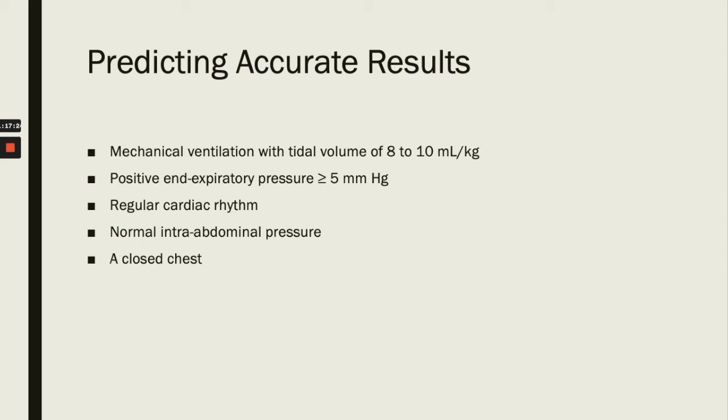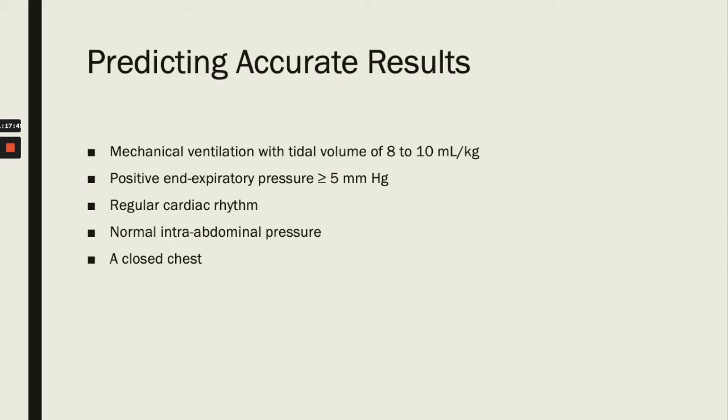So there shouldn't be any chest tubes, or the patient having a CABG with their chest wall open. If there's a belly surgery going on, their belly should not be open, so you could not calculate this. Or if a laparoscopic case is going on, because you're increasing the intra-abdominal pressure through insufflation, you could not do this as well.